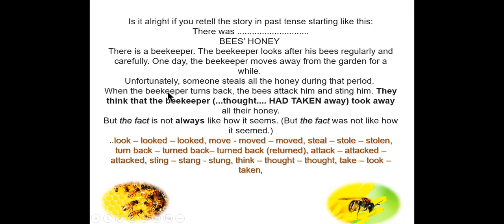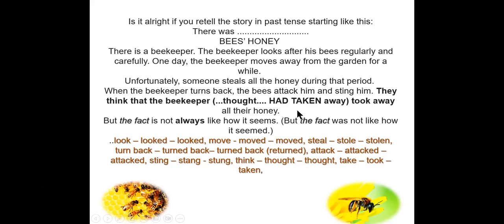Unfortunately, it was unfortunate that someone stole all the honey during that period. When the beekeeper turned back, the bees attacked him and stung him. They thought that he had taken it.